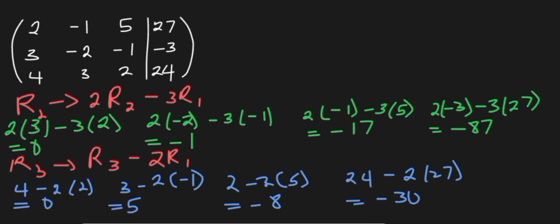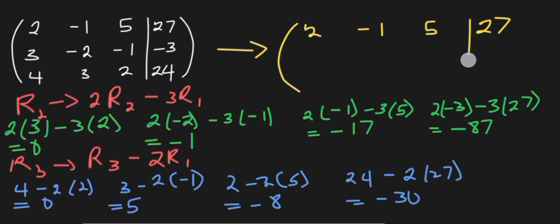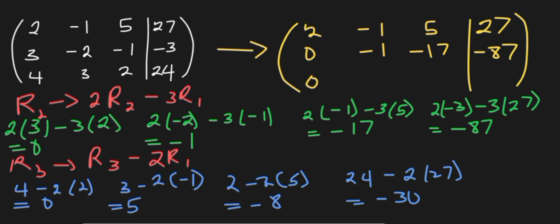The new matrix is going to be the first row remaining the same with nothing done to it, 2, negative 1, 5 with 27 for the constants. The second row now becomes 0, negative 1, negative 17, and negative 87. The third row, we've got 0, 5, negative 8, and negative 30.